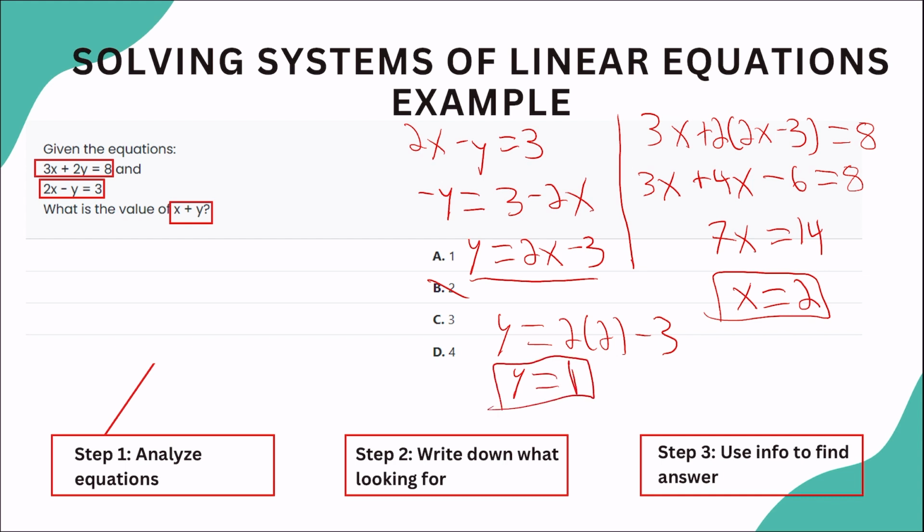So let's refer back to what we were actually looking for. And what we're looking for, as we found earlier, is x plus y. So I'm going to do x, which is 2, plus 1, which is y, and our answer here is 3. C is correct.